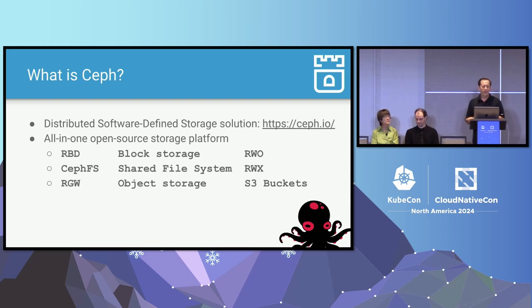So now what is Ceph, and why did we take a bet on it? Ceph is a distributed software-defined storage solution, and it really fits a lot of the Kubernetes paradigms where it's distributed, it needs to scale, it needs to be ready for enterprises. And the advantages of Ceph, it's an all-in-one open source platform. So we have Ceph RBD, that gives us block storage, usually used with read-write-once volumes. You have CephFS, which gives you a shared file system, usually for read-write-many volumes. And then also, to top it off, object storage with Ceph RGW, the Rados gateway, which gives you access to S3 buckets. The RGW is S3 compliant, and feature for feature, it keeps up with S3 pretty well.